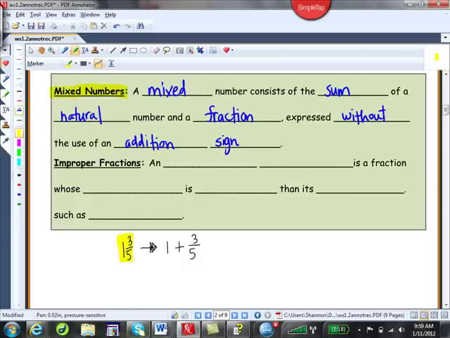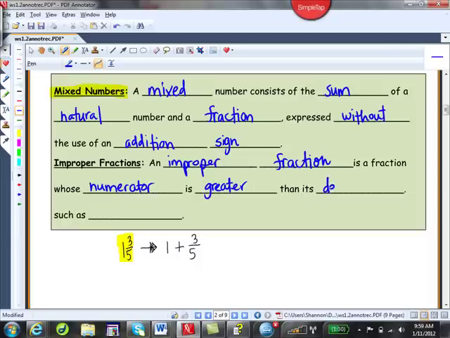All right, so improper fractions. An improper fraction is a fraction whose numerator is greater than its denominator. Such as, I don't know, 17/5. Okay. All right, so let's check this out.